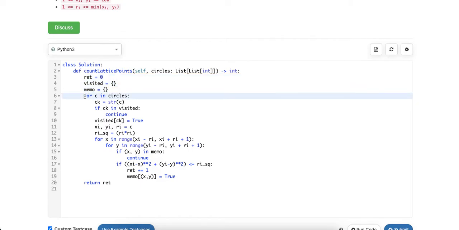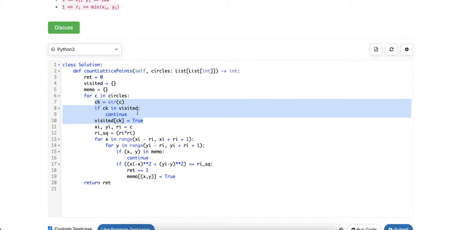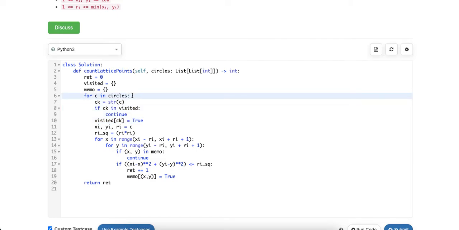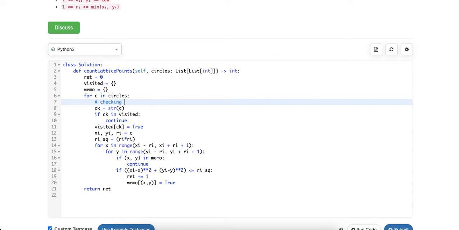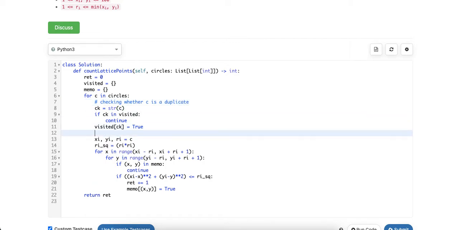Then the logic is like what I said just now. First, we go through each circle, and then this part is the check whether the circle is already calculated or not, already visited or not, whether this C is a duplicate. Okay, checking whether C is a duplicate basically. Visited, because we have already calculated all the possible lattice points that could be inside that circle. This is the lattice point check then.